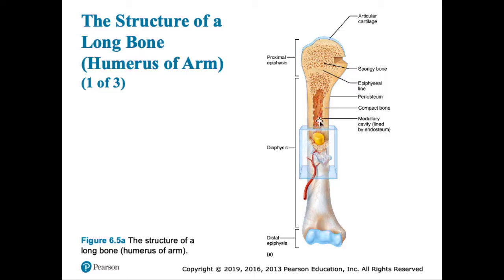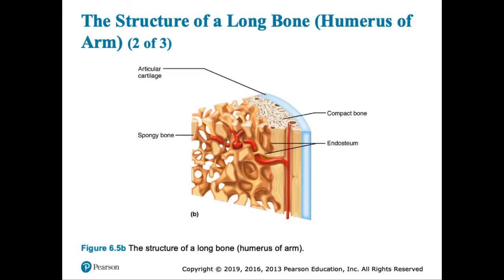You see this medullary cavity, which is lined by endosteum, and then the periosteum there on the outside. And then you have this epiphyseal line. Of course, remember, that's basically the remnant of the childhood epiphyseal plate where bone growth actually occurs. And then you see that spongy bone there. So that's the structure of that bone. It's quite complex. When we zoom in, you see there's that compact bone here, and the spongy bone is here.